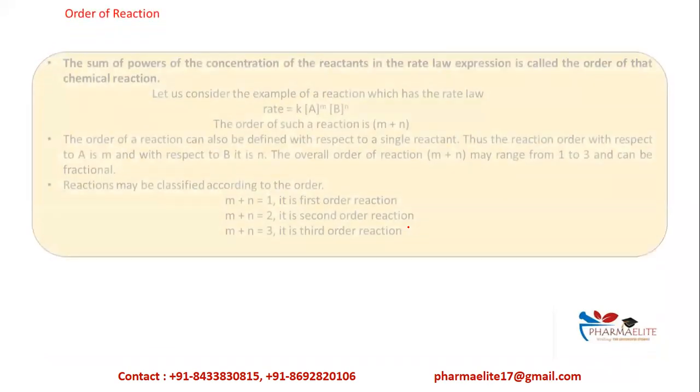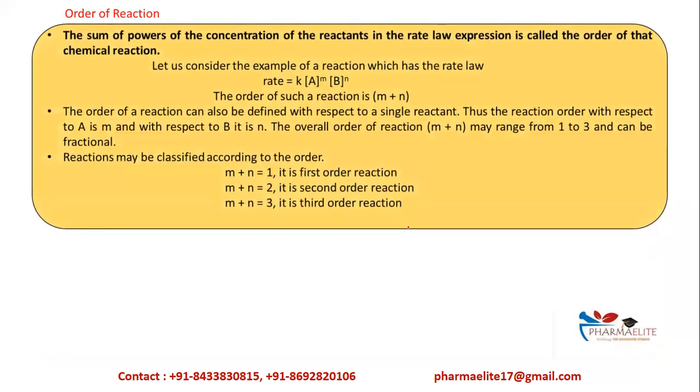Now what do we mean by order of reaction? This is another term which we use very often in chemical kinetics. Order is the sum of the powers of concentration of reactants in the rate law expression, and that particular sum of powers is called the order of reaction. We have just seen an example, the same is taken here: A raised to m and B raised to n. So the power of A is m and for B it is n. So the sum of it, that is m plus n, will give us the order of reaction.